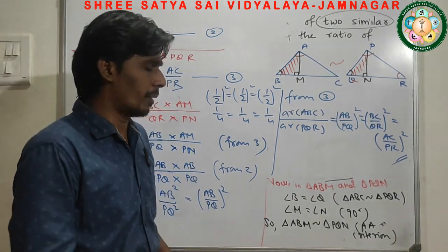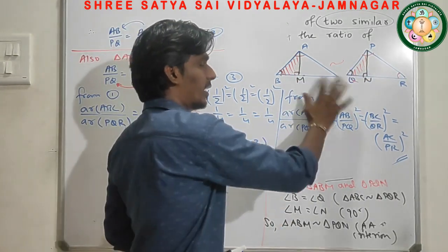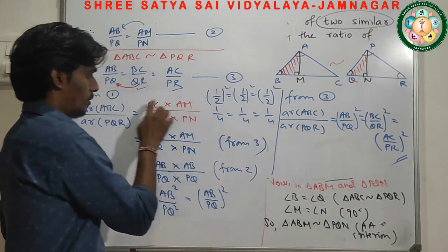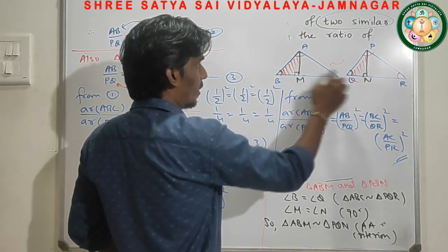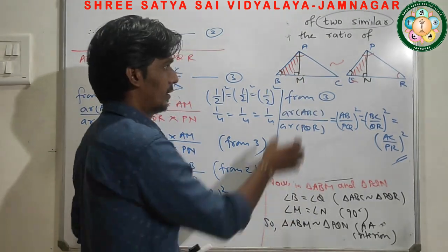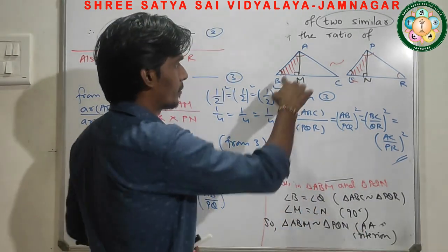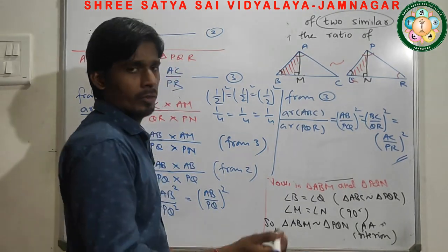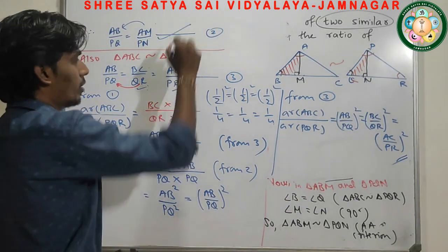Here 3 steps you have to remember. First we have to take out the ratio of areas of the two triangles, so that we'll get this equation here, BC into AM upon QR into PN. Then second step, we have to prove these smaller triangles similar. So we prove that ABM and PQN are similar by the angle criteria. Once we prove these two triangles similar, we'll get one more ratio, AB upon PQ equals AM upon PN. That's what we got here.